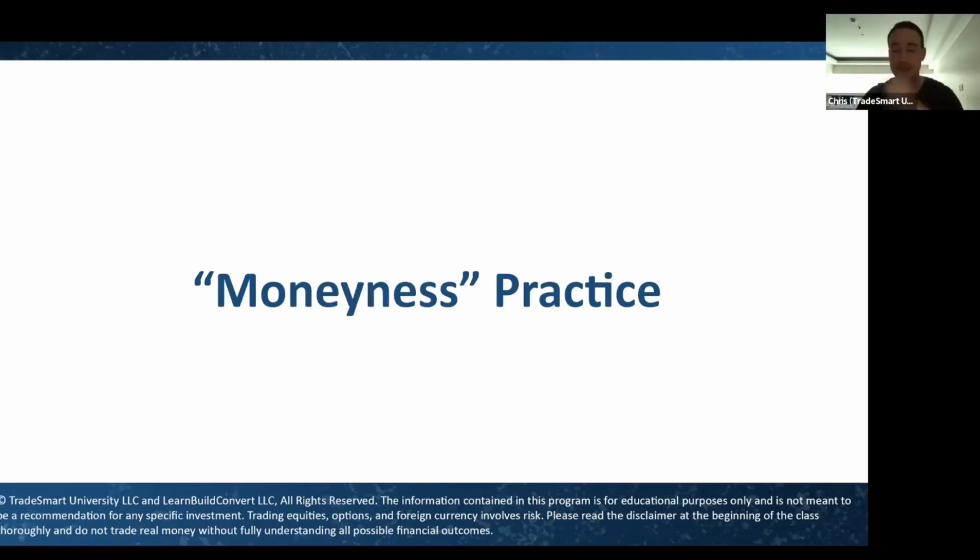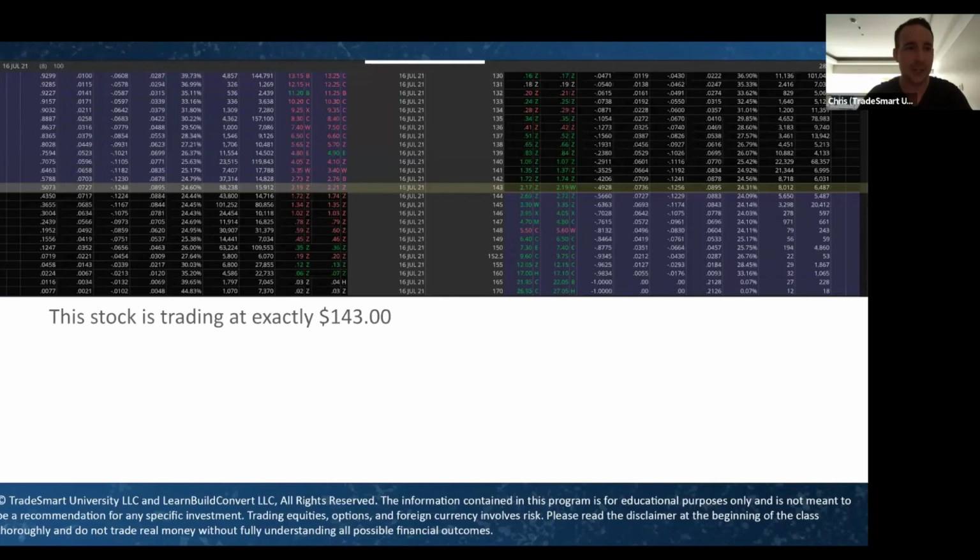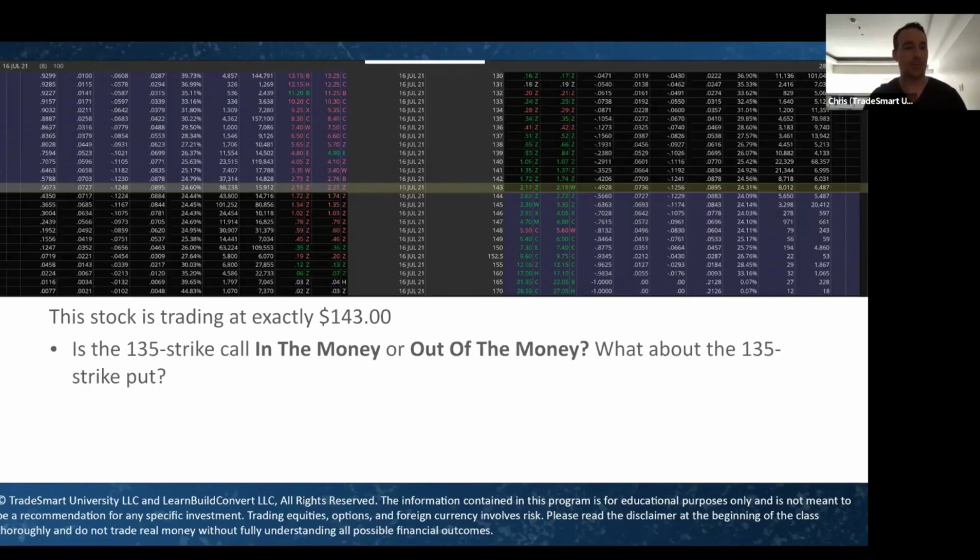Okay, let's do a little practice here on our moneyness so that I know you guys are awake and paying attention. Okay, so we have an example option chain here. Now this stock, when I took this screenshot, was trading at exactly $143. Okay, so is the 135 strike call option, is that in the money or out of the money? This is your pop quiz for today.